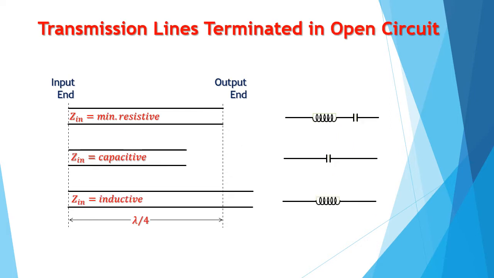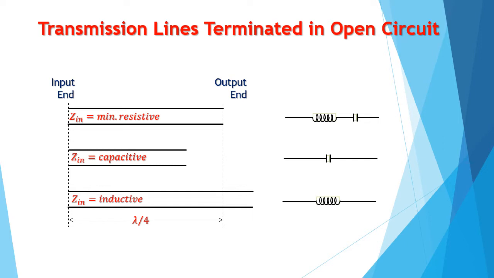The nature of the line will change if the transmission line is terminated by an open circuit. If the transmission line is terminated by an open circuit and the length of the line is equal to 1/4 the wavelength of the wave propagating through the line, then the input impedance will be at minimum resistive.